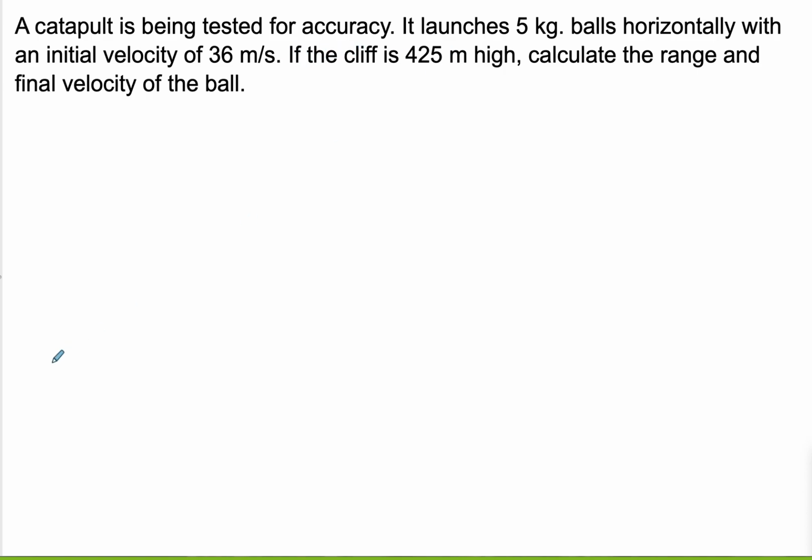And I'm launching them off a cliff. So the setup is like this. I have my cliff, I have my catapult, and my catapult is launching a ball like that. Now, if the initial velocity of the ball is 36, that initial velocity is going to be velocity in the x direction.